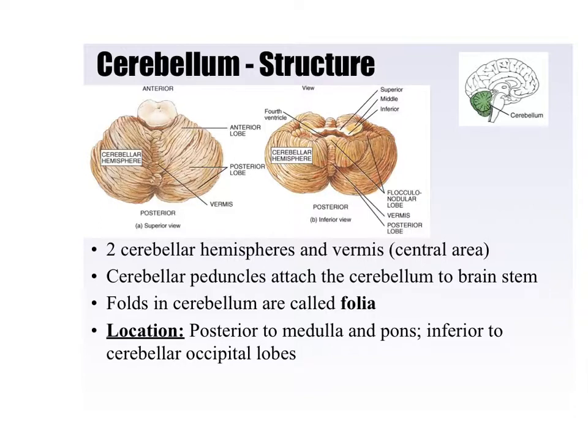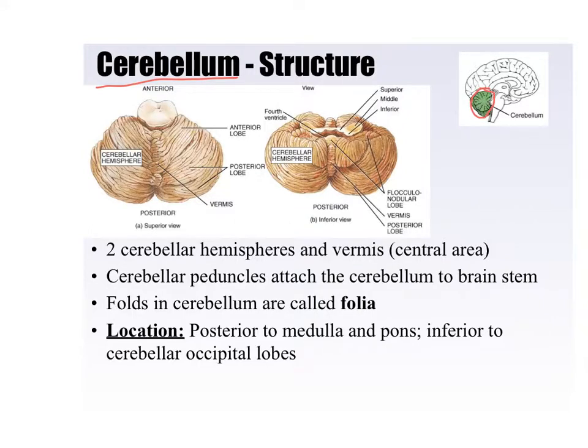Also, the main thing you're going to need to know is to be able to identify them by sight, from a diagram or a picture, or even from an actual brain in dissection, and know their general functions. So first we're going to do the cerebellum, which is right here in green.